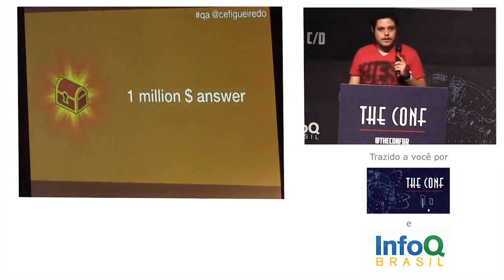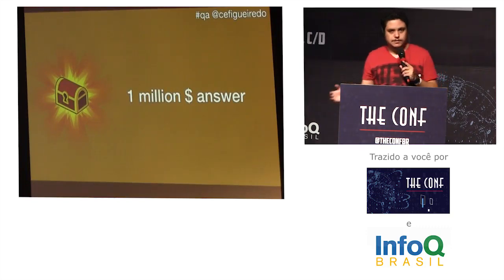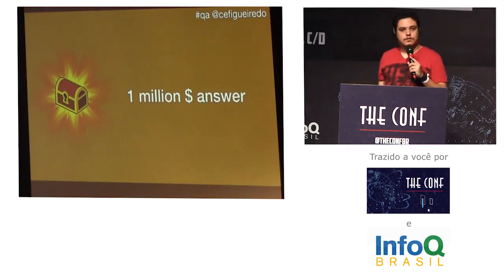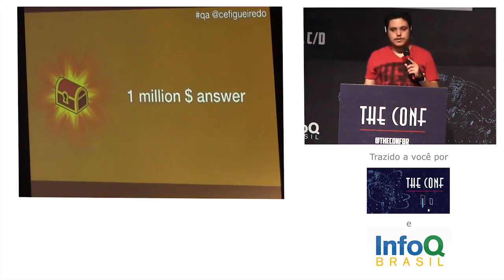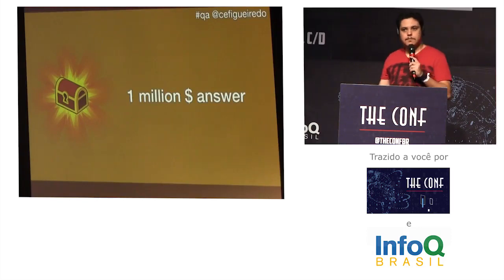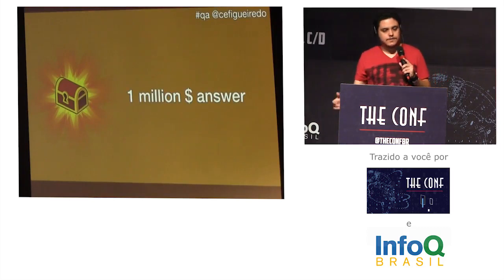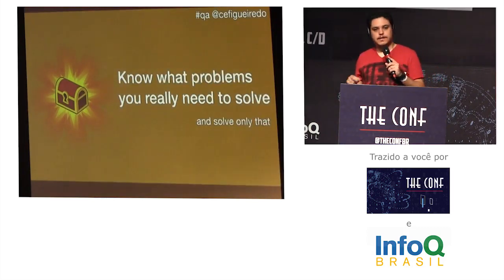So, directly for the answer of that talk, how did we manage to do that? When we talk about real-time strategy games, we usually think of complex structures that are usually difficult to manage with Ruby on Rails. But how did we manage to accomplish that? It's kind of simple. We just needed to know what problems we needed to solve exactly.